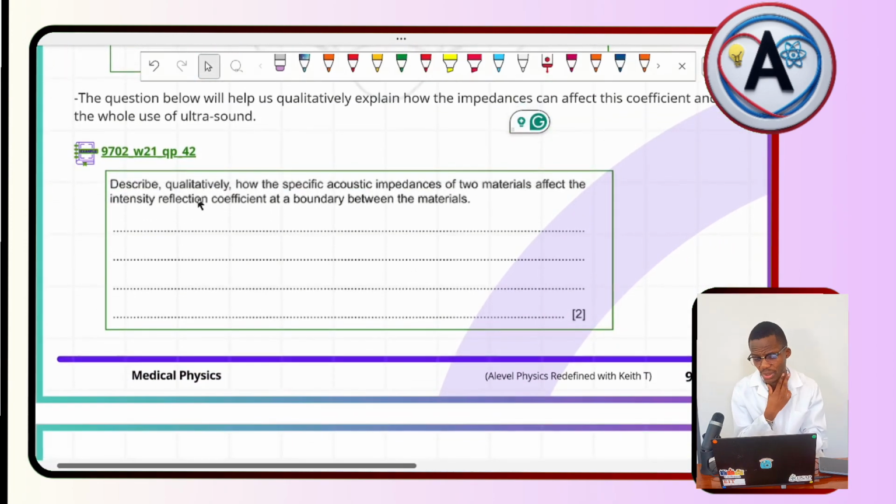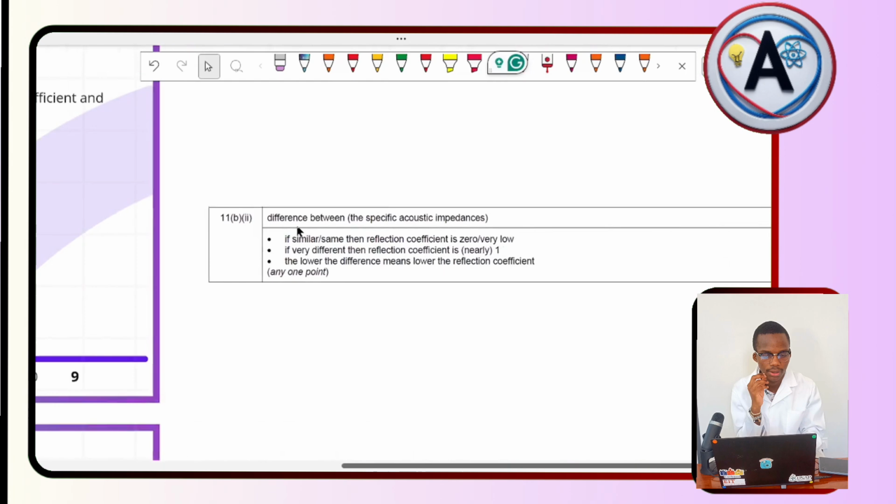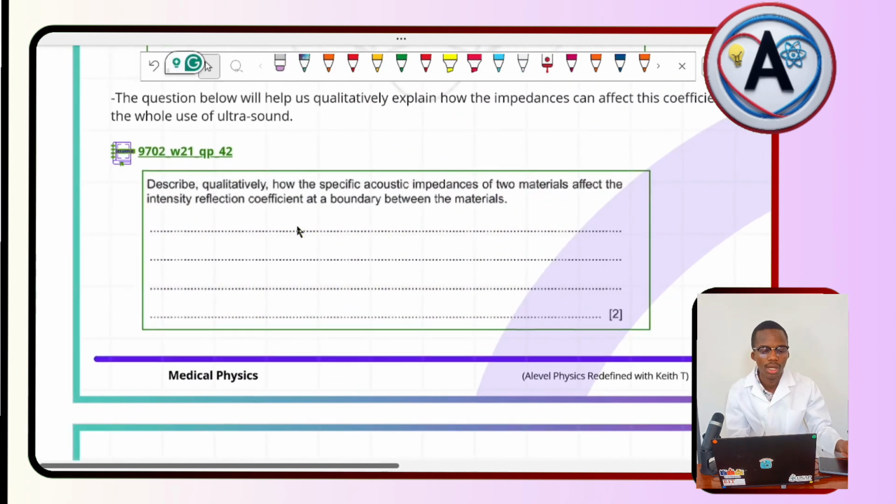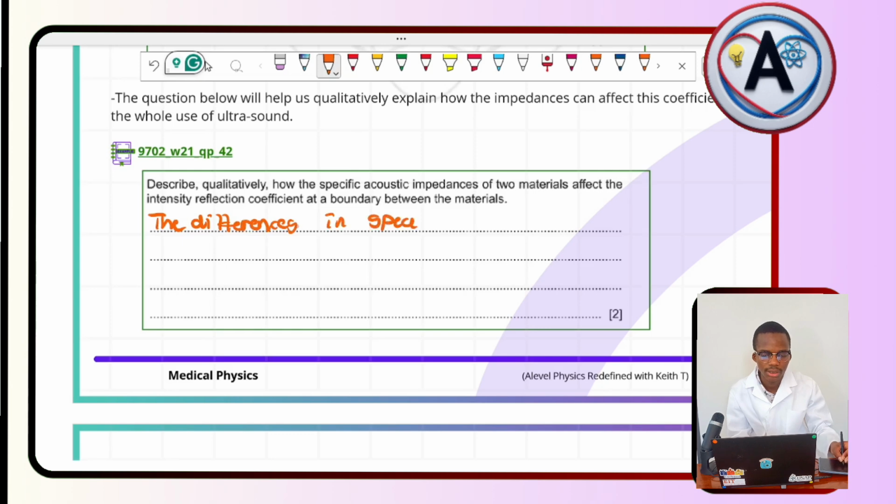So this is sort of an application question where you can use that. Or you can be asked, and this was October, November 2021: describe qualitatively how the specific acoustic impedances of two materials affect the intensity reflection coefficient at the boundary between the materials. Okay, so we can therefore say the differences in specific acoustic impedance will affect IRC, the intensity reflection coefficient.